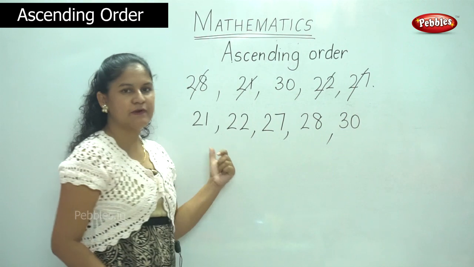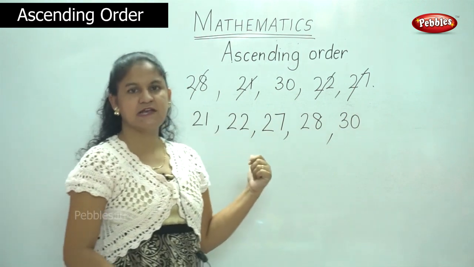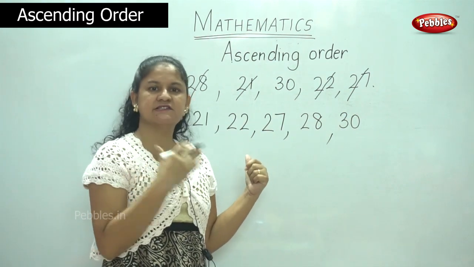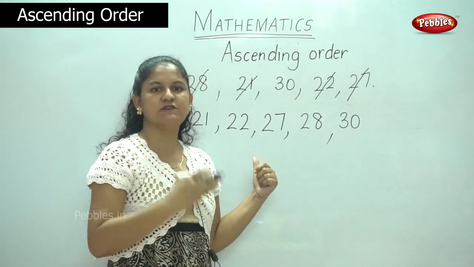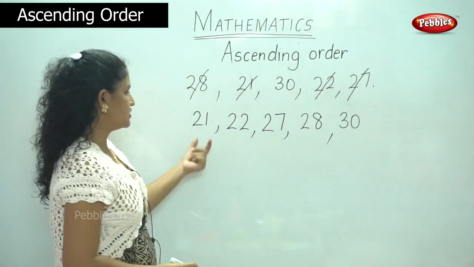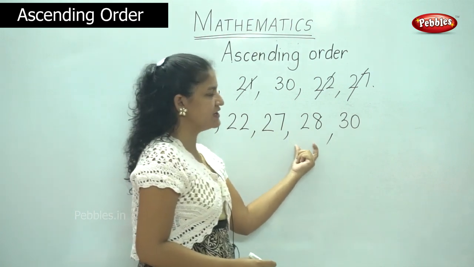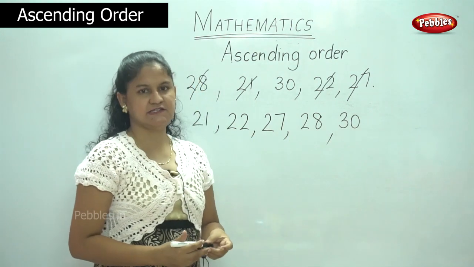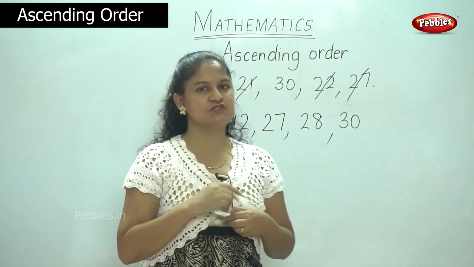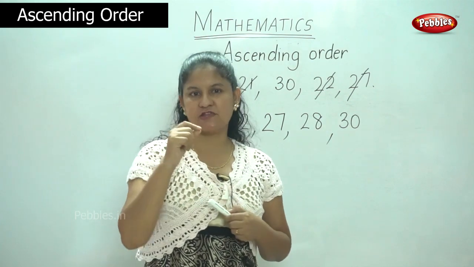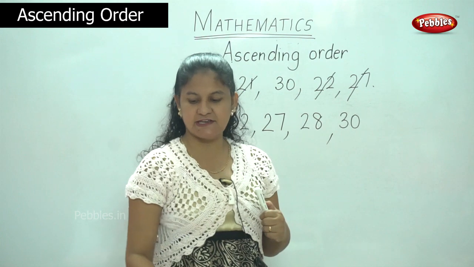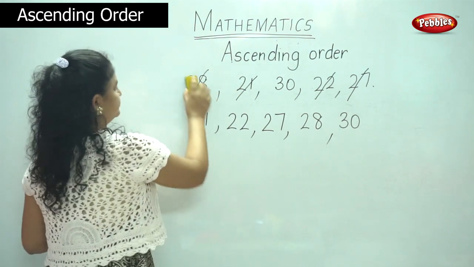So now I've placed these 5 numbers in its ascending order, that is from the smallest number to the biggest number. So I have 21, 22, 27, 28 and 30. So are you ready to do another example so that we will place these numbers in its ascending order?